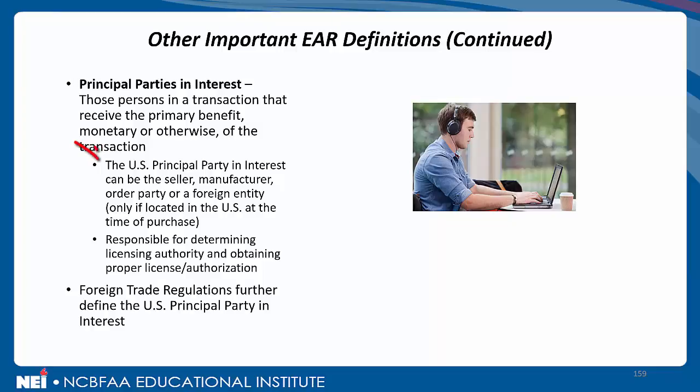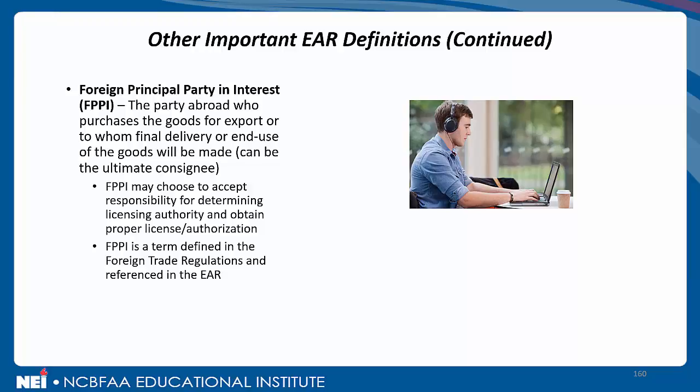As we note in our first sub-bullet point, the U.S. principal party in interest can be the seller, manufacturer, order party, or a foreign entity, but only if that foreign entity is located in the U.S. at the time of purchase. That principal party in interest is responsible for determining licensing authority and obtaining proper license authorization. Whereas principal parties in interest are defined in the EAR, you'll see in our last bullet point that the Foreign Trade Regulations further define the U.S. principal party in interest as well.